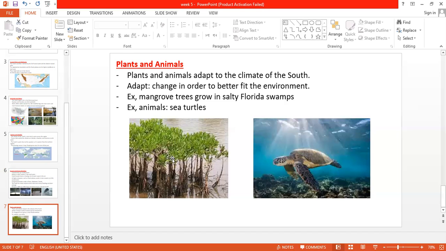So here the plants that grow mainly in the south are mangrove trees. This is the picture of mangrove trees. They grow well in Florida swamps. Swamps are a kind of wetlands, okay? And also for the animals, the south has many kinds of sea turtles, okay? So for the plants, mangrove, and for the animals, sea turtles.